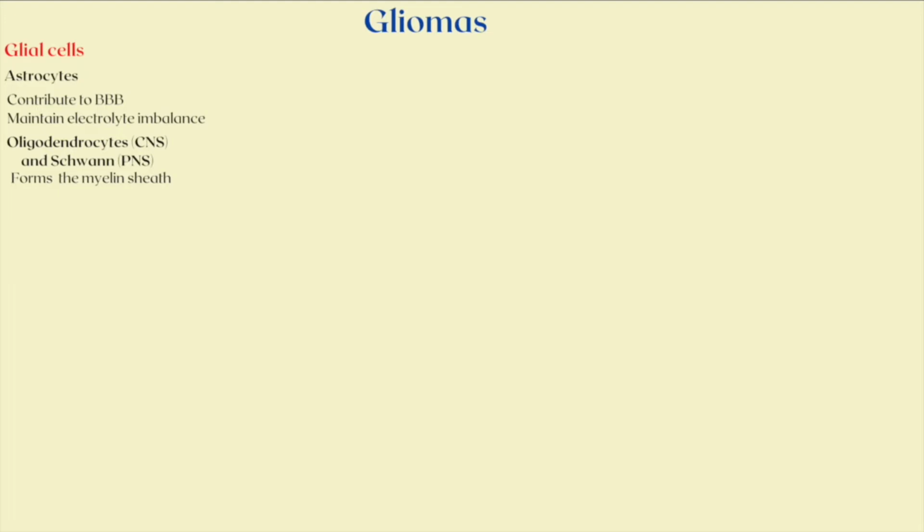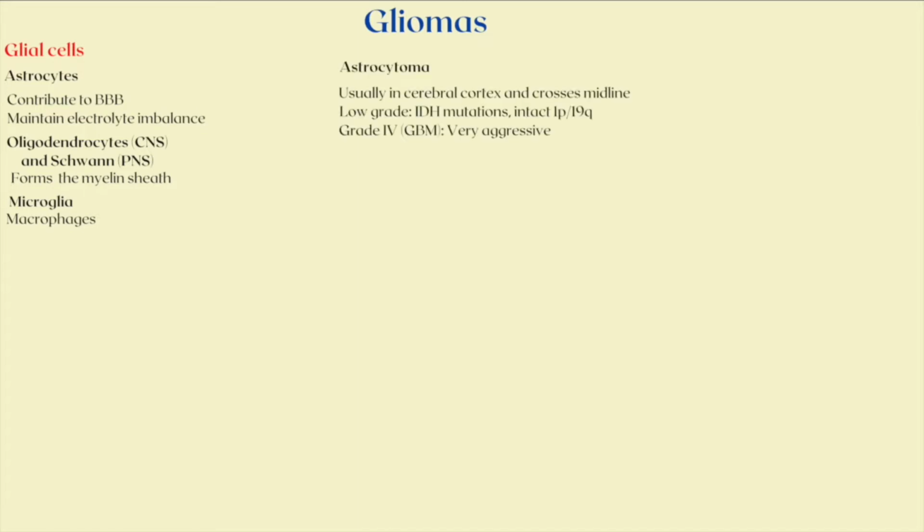Oligodendrocytes and Schwann cells form the myelin sheath in the central nervous system and peripheral nervous system, respectively. Finally, microglia are the resident macrophages of the CNS. Now let's look at what happens when glial cells become cancerous.